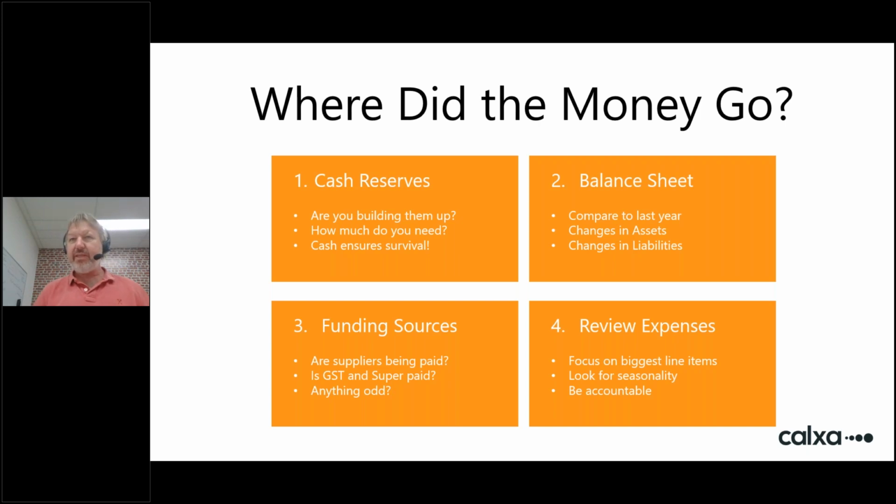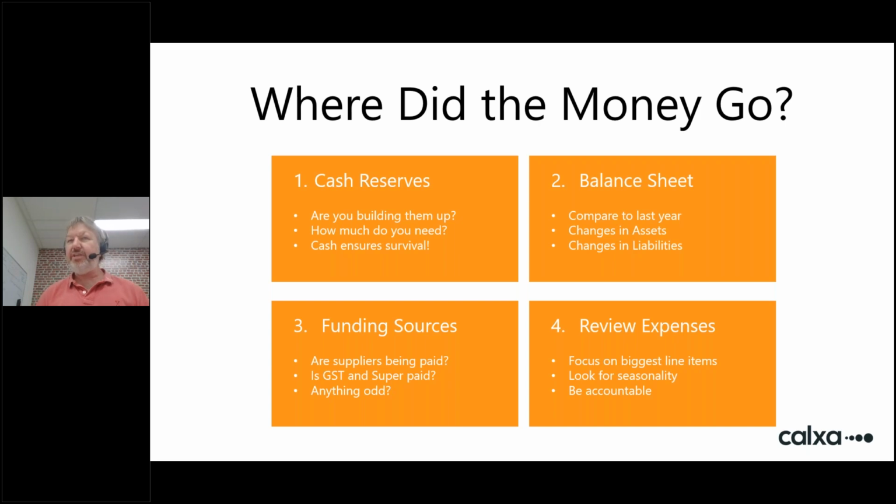So I think it's important that not-for-profit organizations build those reserves and have that money for a rainy day. It's quite possible that you've depleted those reserves to some extent in the last 12 months, but that then wants a plan for how we are going to build them up again so we can cope with the next crisis. Then again, looking at the balance sheet, comparing the assets and liabilities to the previous year.